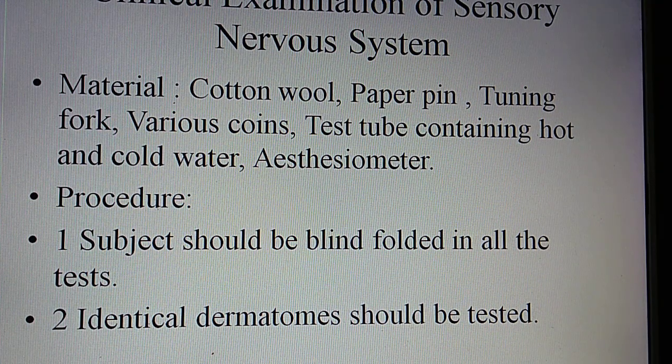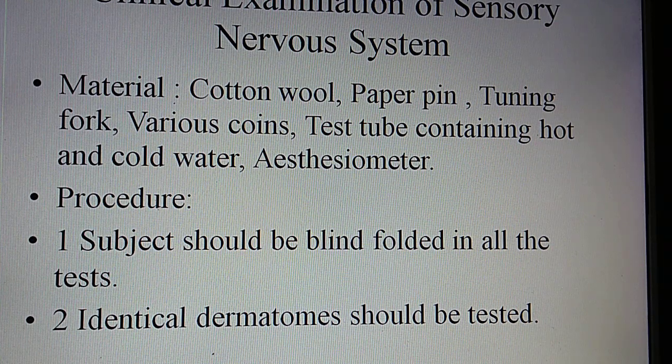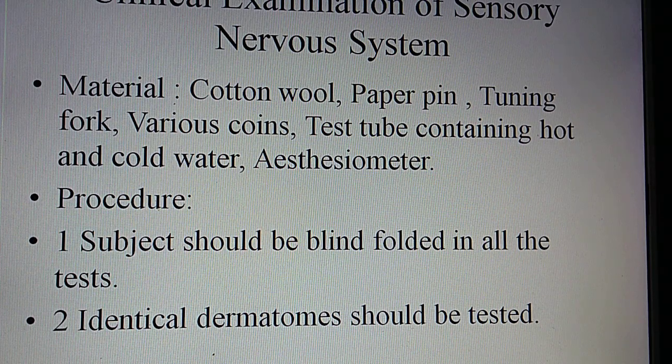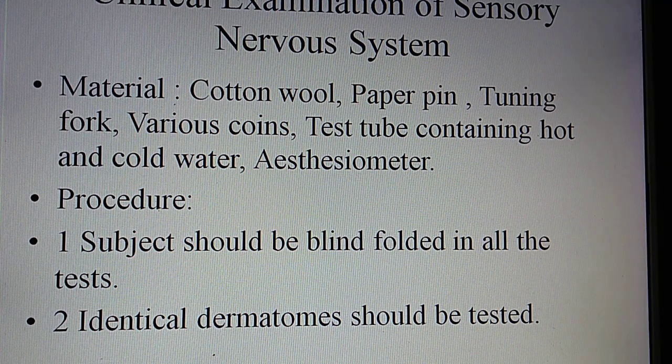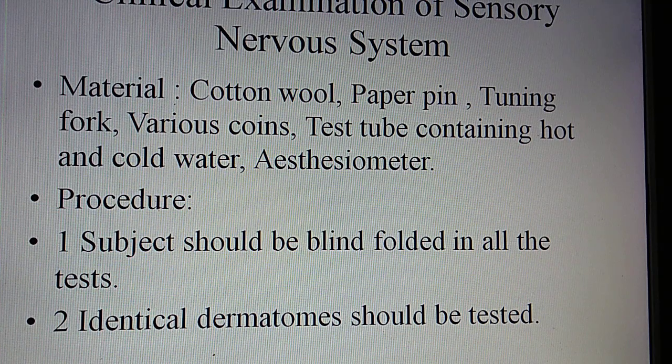Then identical dermatomes should be tested. You are aware of the term dermatomes. Dermatomes are areas of the superficial body, and on the basis of these body parts, different dermatomes are described in the nervous system. For each and every dermatome, a different nerve supply is there. So when you observe that in a particular dermatome a sensory function is decreased, then you can conclude about the nerve which may have been cut or which may have atrophied.